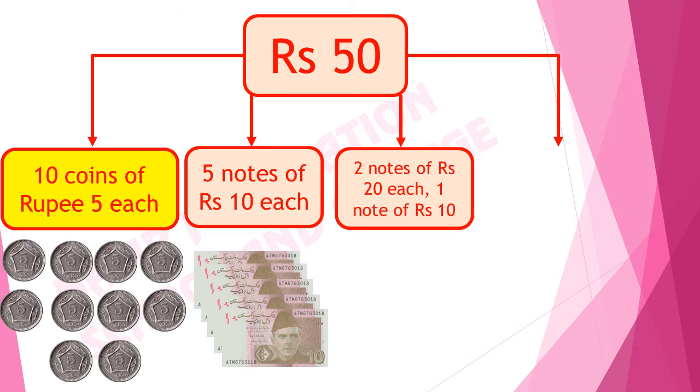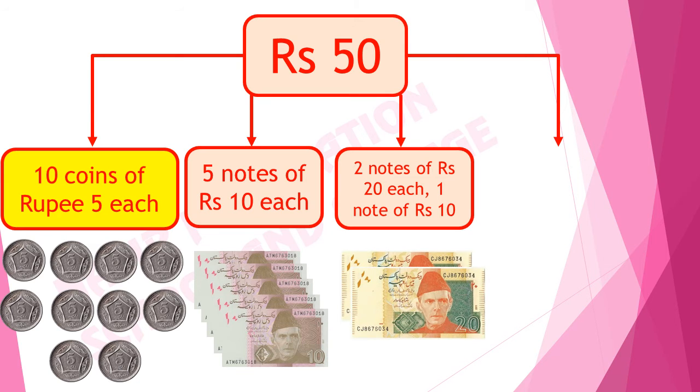2 notes of rupees 20 each and 1 note of rupee 10. It makes 50. As 2 notes of rupees 20 each, it makes 40 rupees.